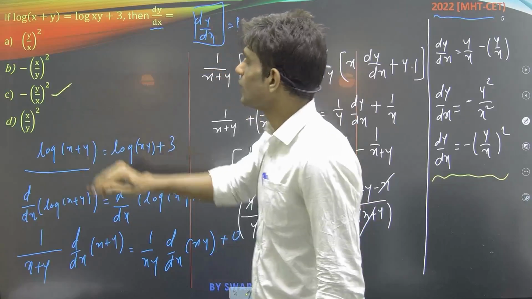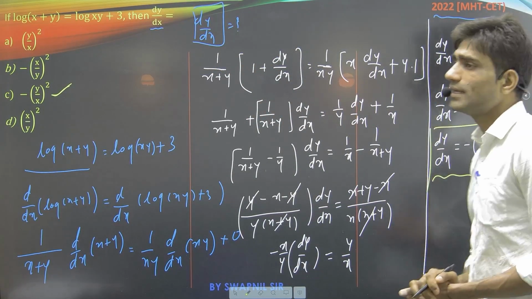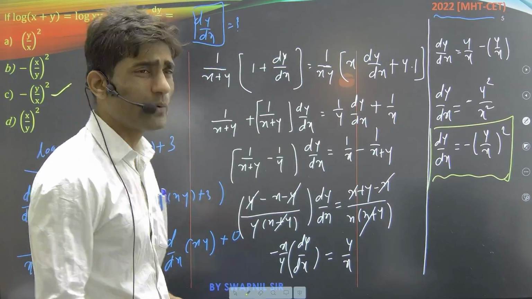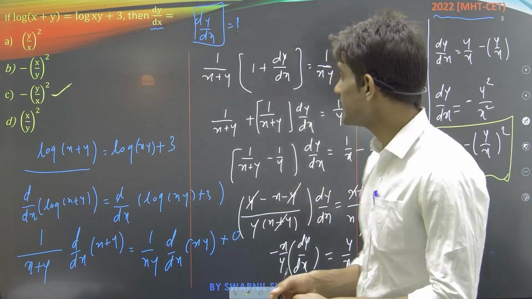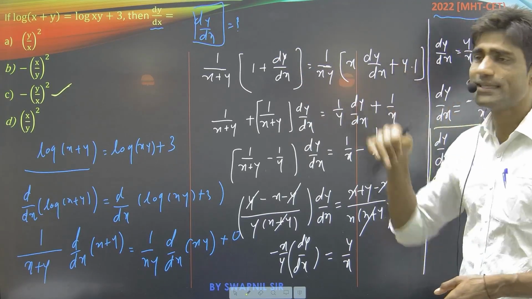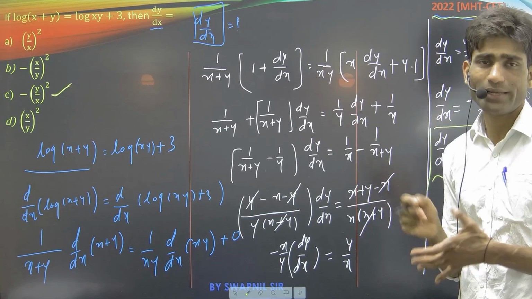Option number C gives us dy by dx, which is a minus y by x, whole square. Okay, that's the solution for our example. I hope you all have understood this solution. Nothing is difficult here. Just apply some basic differentiation and you can easily get the answer. That question was asked in MHT-CET 2020, a latest question.